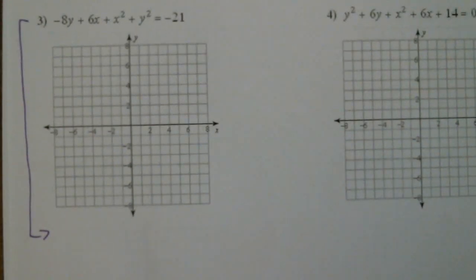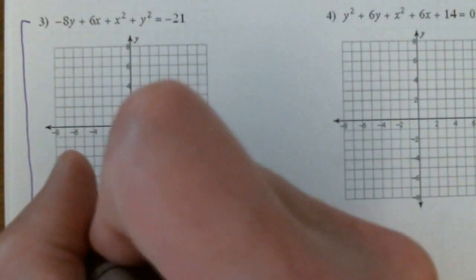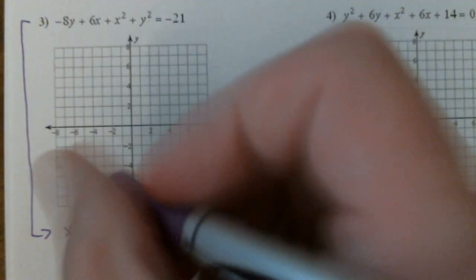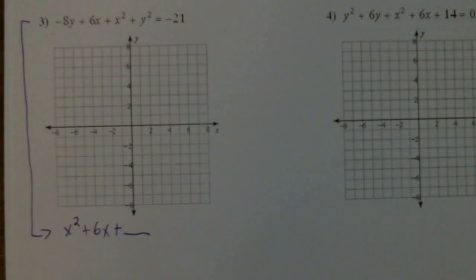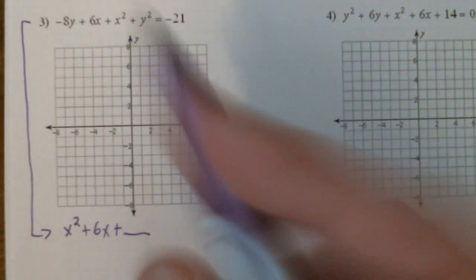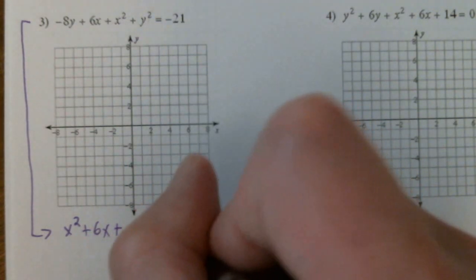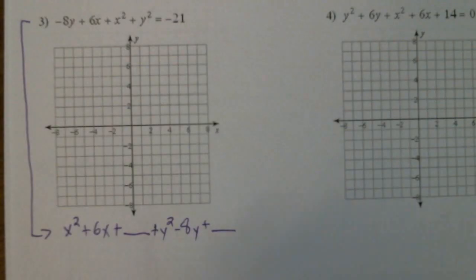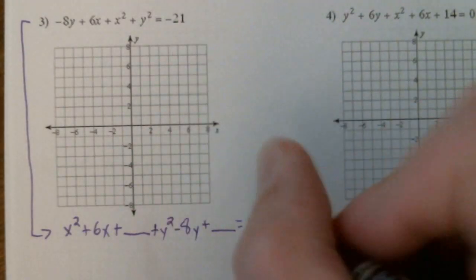Okay, so let's go ahead and match up the x's. I'm going to have an x squared plus that 6x, and then once I match those together, I'm going to have that magical plus blank. I'm going to match up the y's, y squared minus 8y. So that's going to be plus y squared minus 8y. Here's another magical blank, and then that's going to be equal to negative 21.